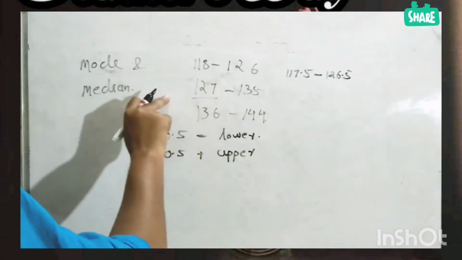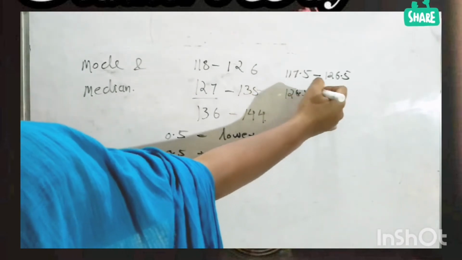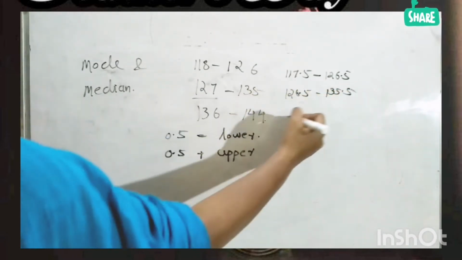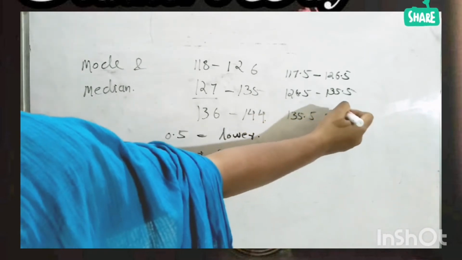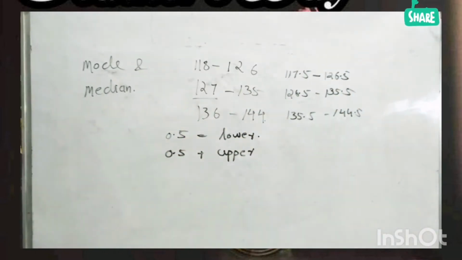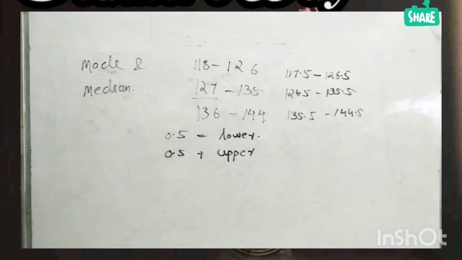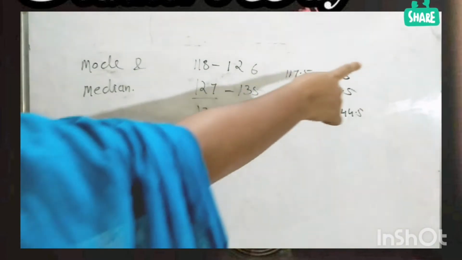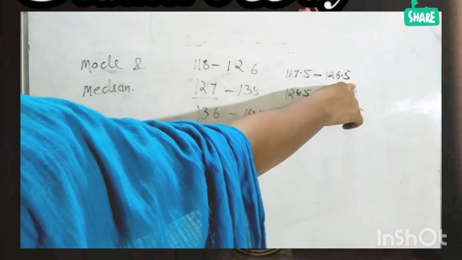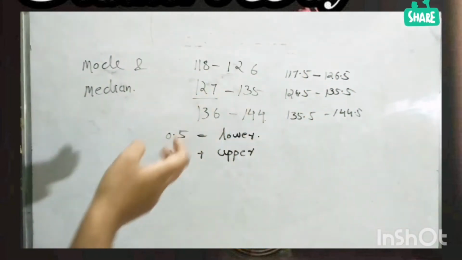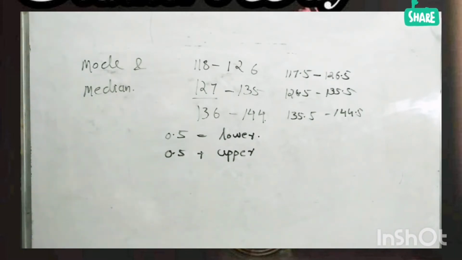Now the next class: 126.5 to 135.5, and then 135.5 to 144.5. Now just look at the class intervals. It is continuous. Continuous means the first interval ends at 126.5, then the second interval should start with that same value. So 117.5 to 126.5, the second one starts from 126.5, and the third one starts from the ending point of the second one, that is 135.5.